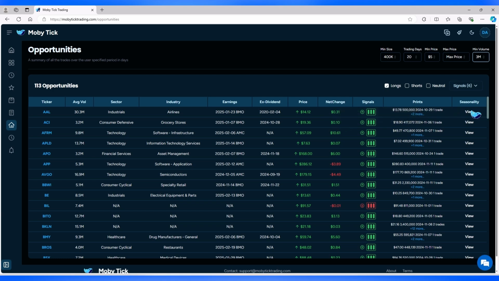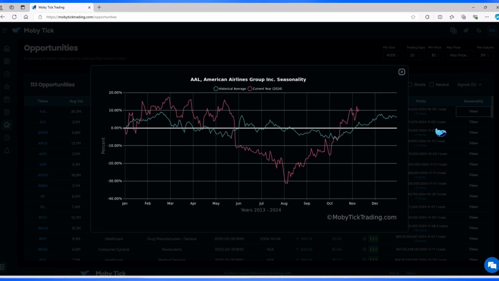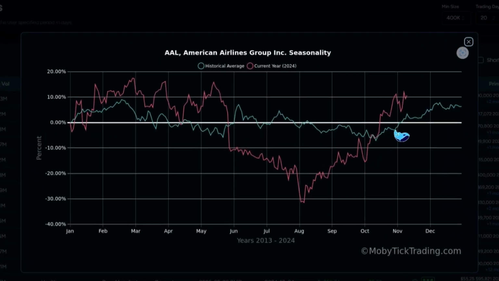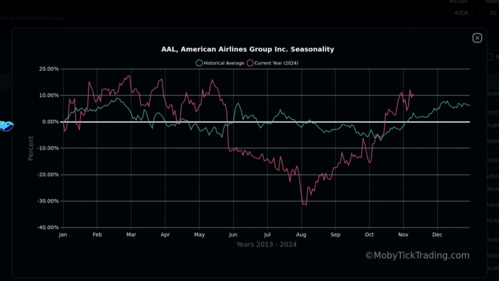We can also see the seasonality here for AAL. And it looks like November, it goes up all the way through till February. We did discuss this before in another video, but the seasonality, the red line is the current year, and the green line is the historical average. It tells us here that we have data from 2013 to 2024 for AAL, so this is 11 years of historical data to try and get some sort of seasonal trend. And we can see that it's picking up here quite strongly.